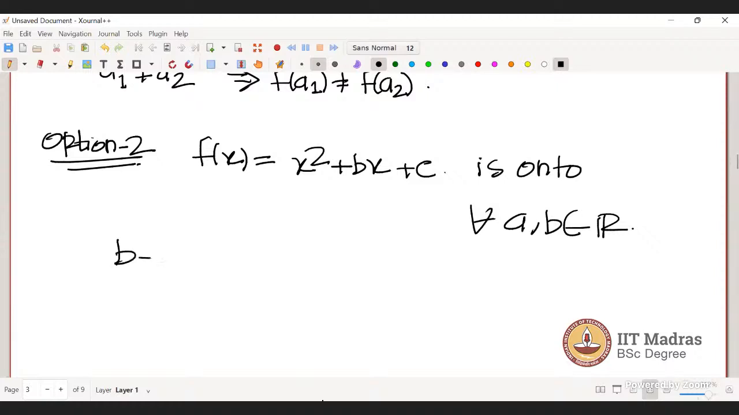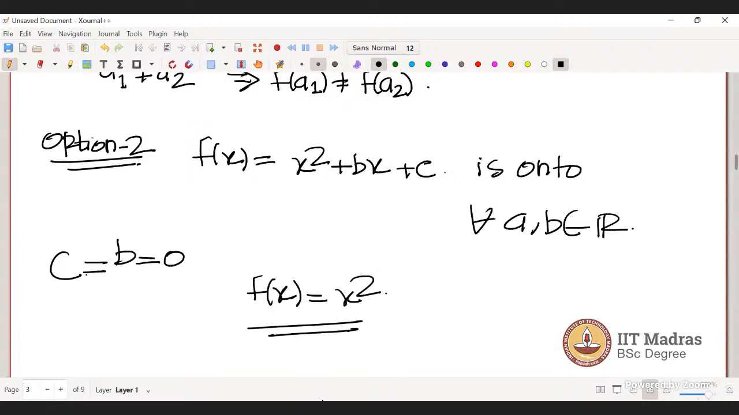So if you take b and c to be 0, what are you getting? x square, right? No, here you cannot take c as 0. Only b and c are defined as arbitrary, not a. A is always 1, so I cannot change it. So this is not surjective. Yes. So option 2 is incorrect.